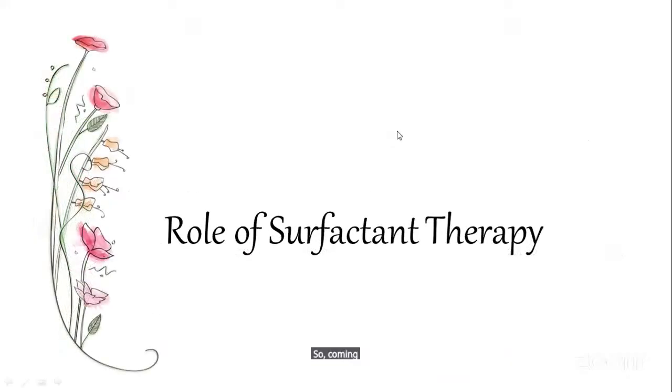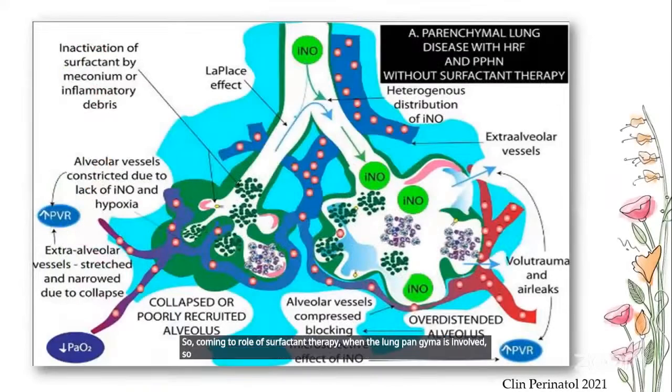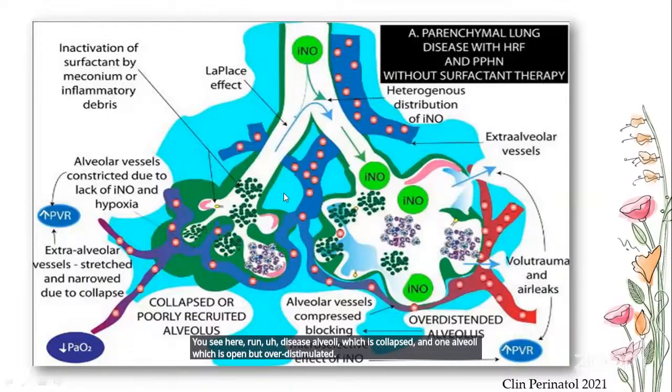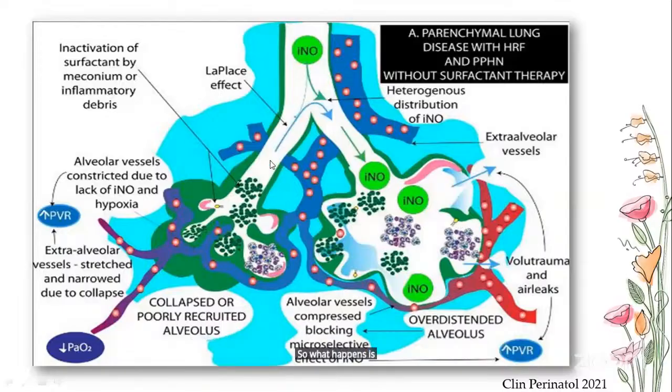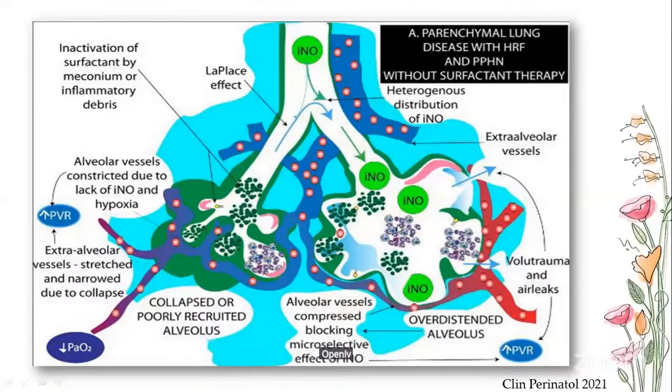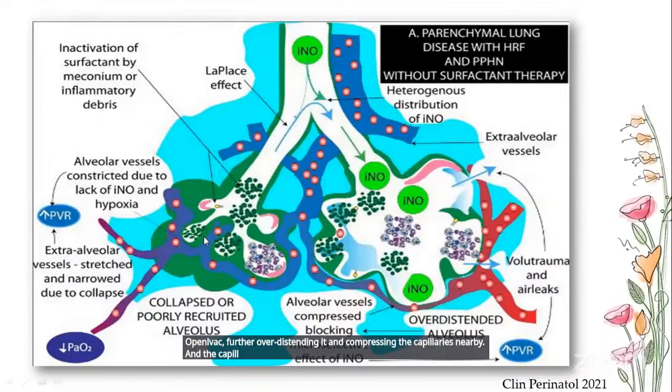So coming to the role of surfactant therapy when the lung parenchyma is involved. Consider this as a diseased lung with a non-homogeneous disease. You see here one diseased alveolus which is collapsed and one alveolus which is open but over distended. So by Laplace's law, the remaining gas from this collapsed alveolus is going to move to the open alveolus, further over distending it and compressing the capillaries nearby. And the capillaries associated with the collapsed alveolus are also going to constrict.